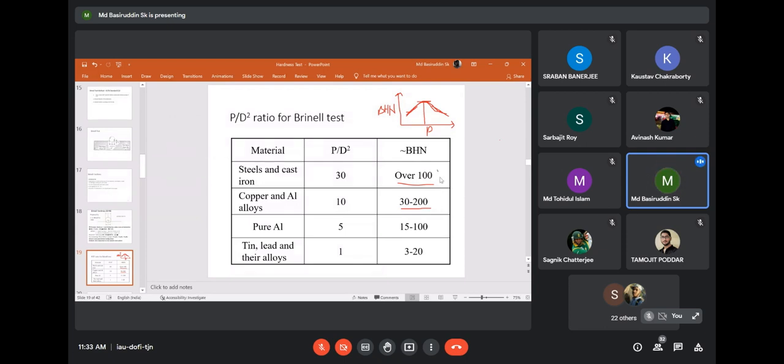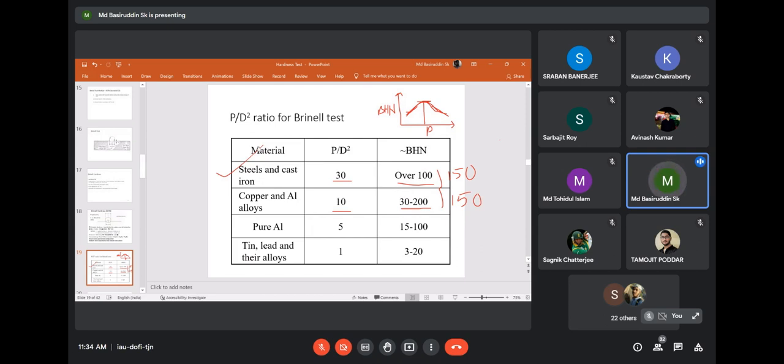Now here the problem comes. Suppose you compare the hardness between steel and copper, and you maintain the P by capital D square ratio, one case is 30, another case is 10. Whenever you go for hardness testing of steel, you get a value, let's say 150. And the other case is for copper and alloys, where the hardness values vary from 30 to 200. Here also you find the value, let's say, 150. Then you would say that the hardness of copper and steel are the same. It is not. So that is the main problem, the limitation of the Brinell hardness test.